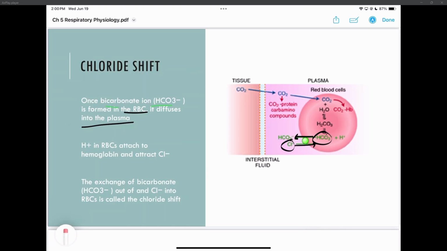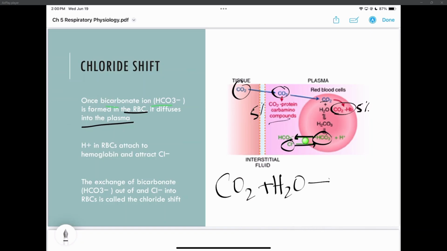So we have our CO2. It goes into the blood plasma. Some of it will stay in the blood, but remember, some of it will also bind to hemoglobin. That's that second type. 5% will stay there. But the majority of the CO2 will combine with water to form carbonic acid.